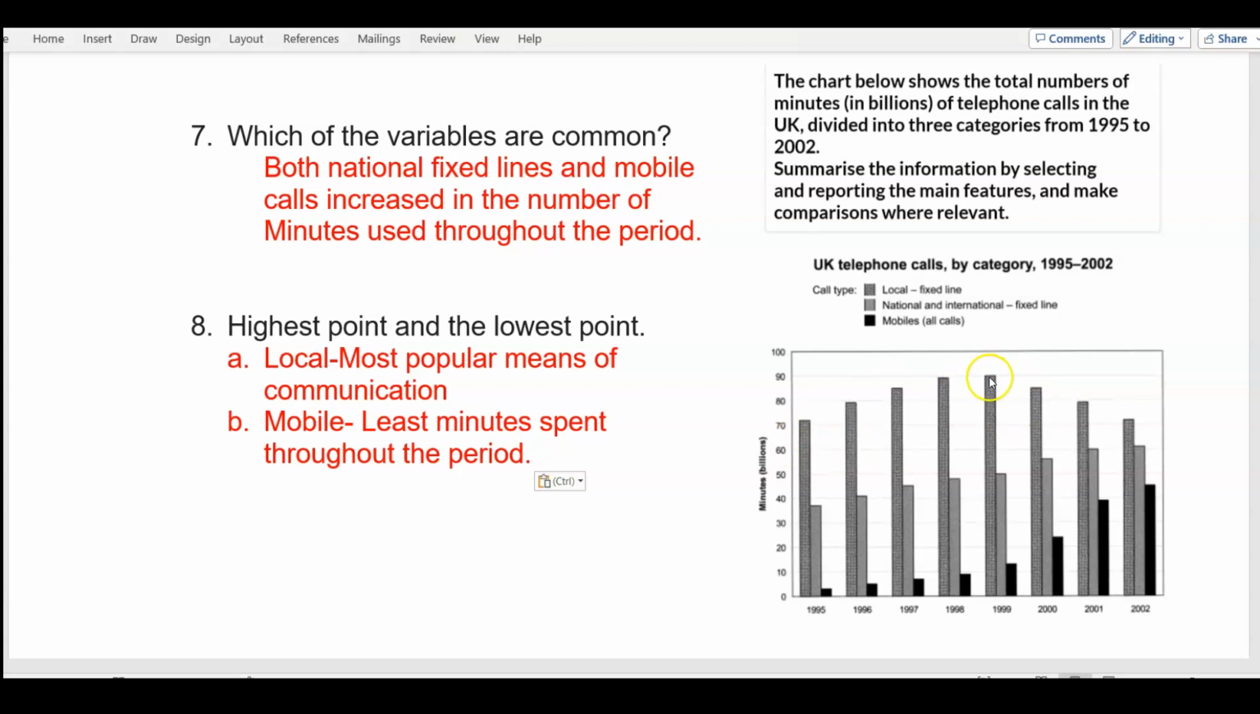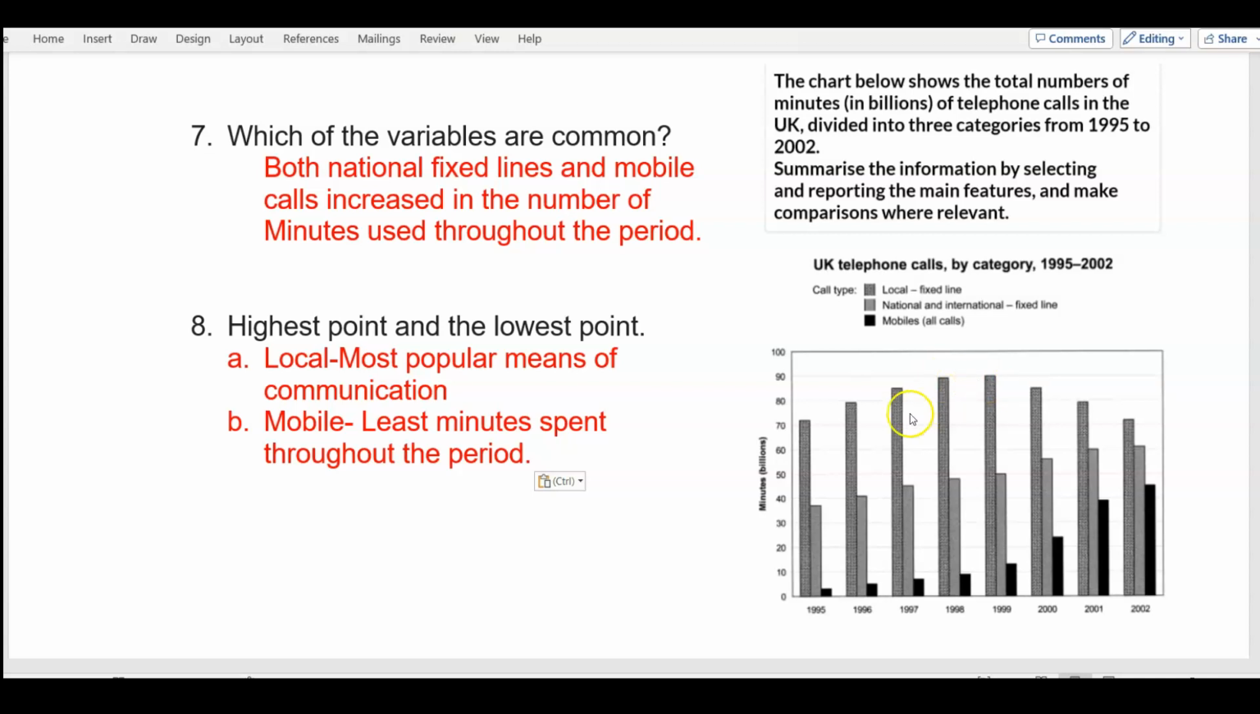You can see that the highest period was in 1999. All right, so that is here in 1999. That was the highest point where it recorded 90 billion minutes. All right, 90 billion minutes. But when it comes here in 1998, it was almost there. But it is in 1999 that it recorded the highest point.